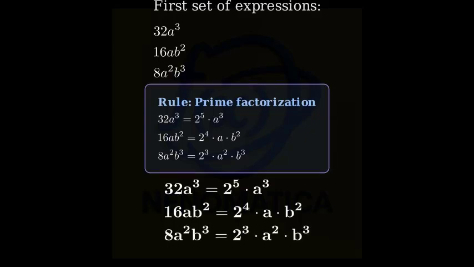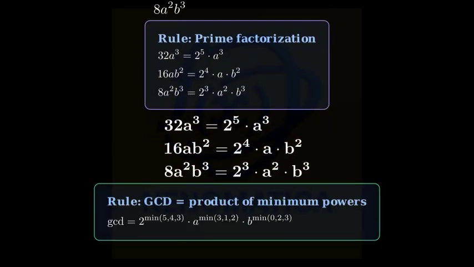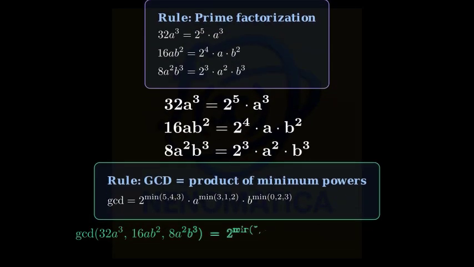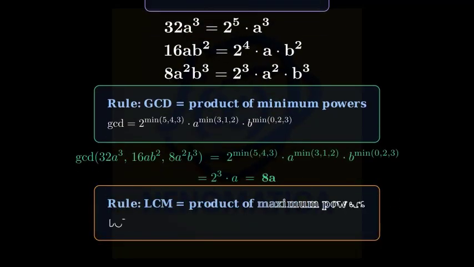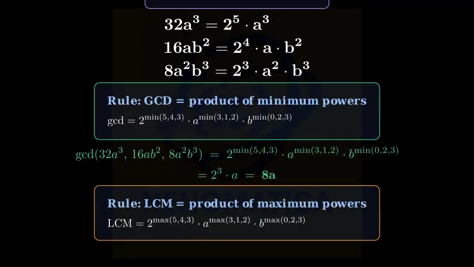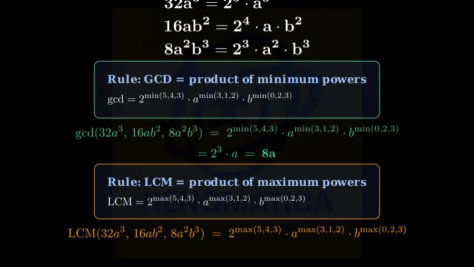Step 2. The greatest common divisor is the product of the minimum powers of common factors. We take the minimum of exponents for 2, for a, and for b, respectively. Then simplify to 8a. Step 3. The least common multiple is the product of the maximum powers of all factors. We take the maximum of exponents for 2, for a, and for b, respectively. Then simplify to 32a cubed b cubed.